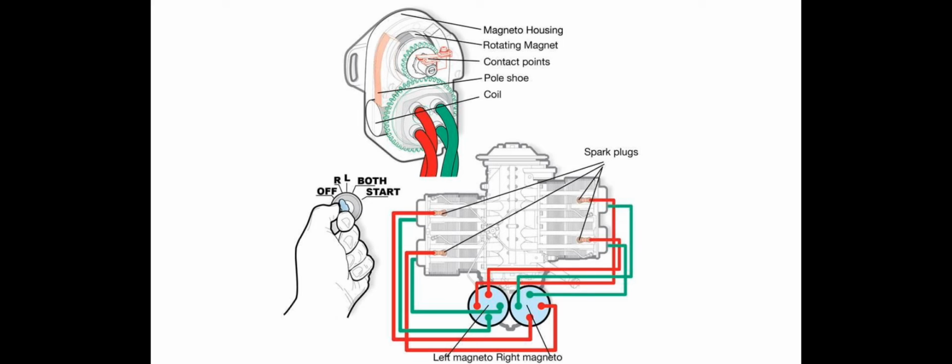What is the purpose of the dual magneto configuration? In case one magneto fails: redundancy, safety. What is the purpose of an impulse coupling used with a magneto? Delays the timing of the spark after top dead center for starting the engine.